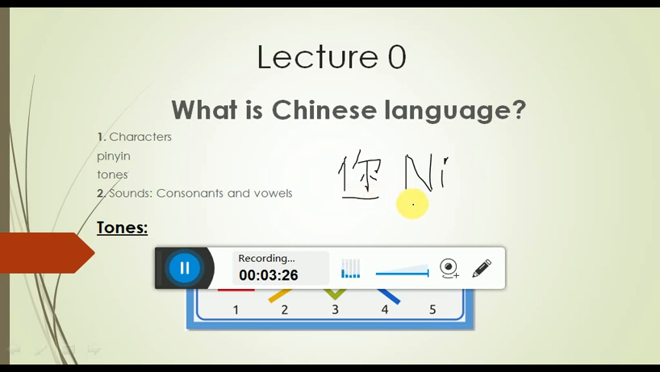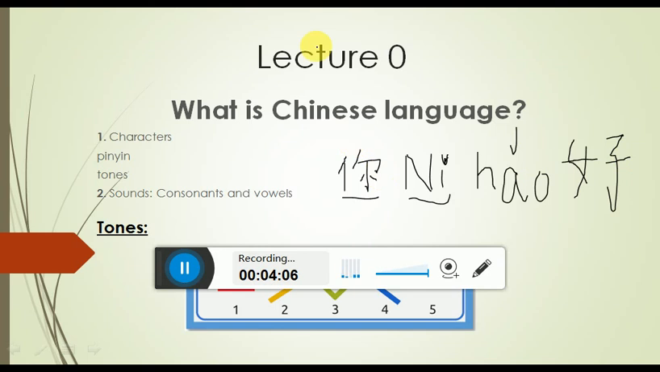This character means you, ni, and this is hao. Ni hao in Chinese is hello. And how do you write hao in Chinese characters? This is hao in Chinese. If you want to read, you should know pinyin, especially for listening and speaking purposes.